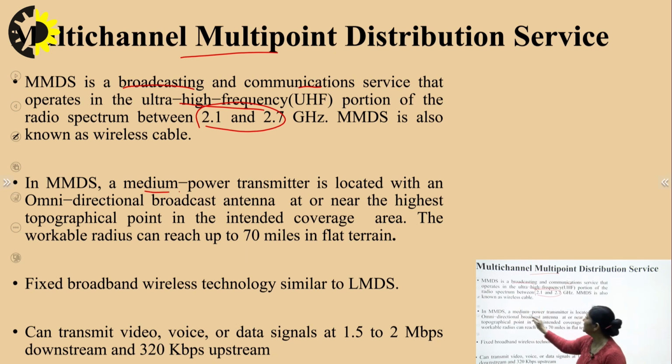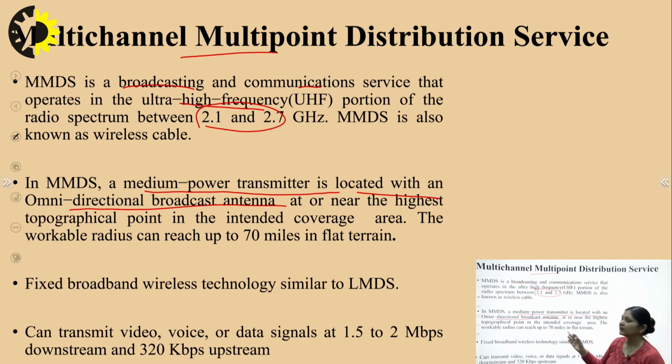In MMDS, a medium power transmitter is located with an omnidirectional broadcast antenna. So whenever we have to broadcast our data, we make use of an omnidirectional antenna. So here in MMDS, broadcast services are there. We use the broadcast antenna at or near the highest topographical point in the intended coverage area. The workable radius can reach up to 70 miles in flat terrain.